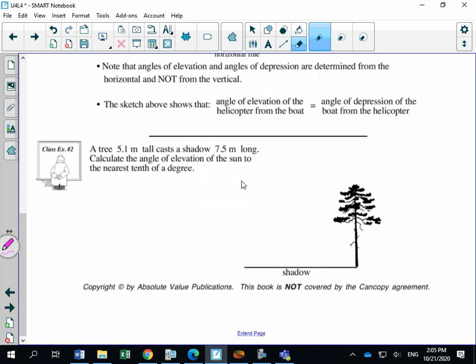Class example number 2. A tree is 5.1 meters tall. Can you guys put the 5.1 meters in there?